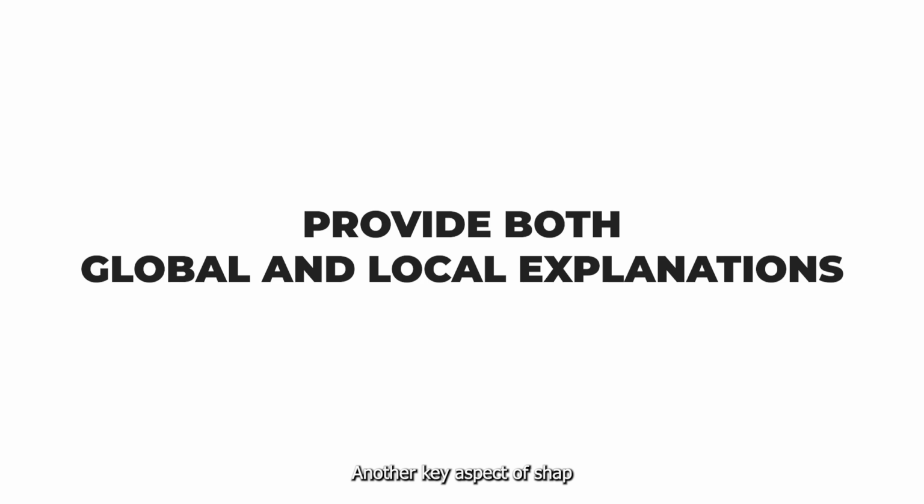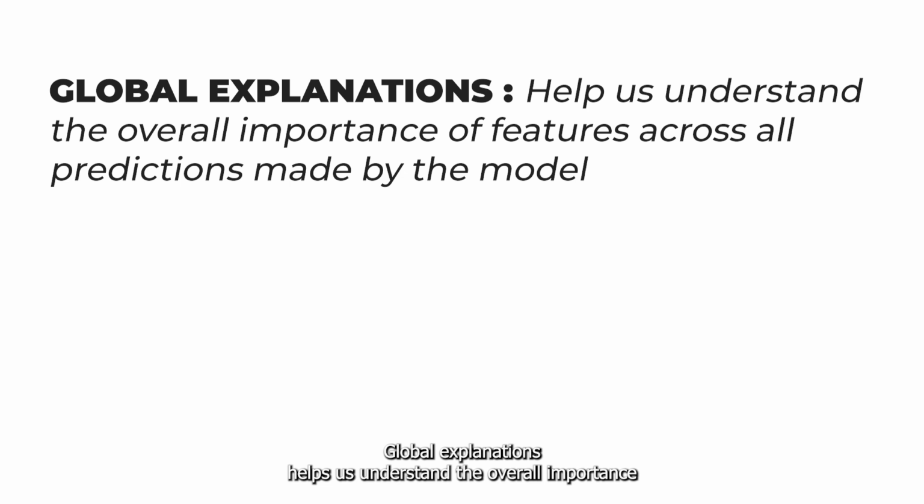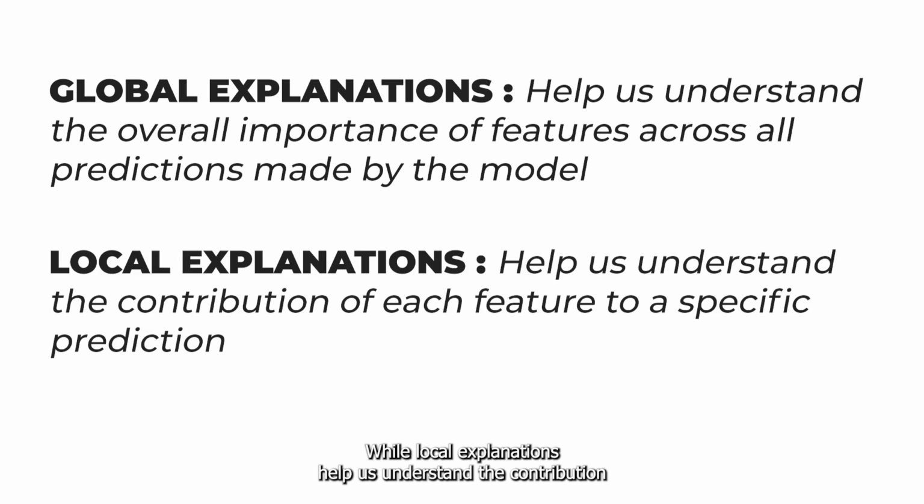Another key aspect of SHAP values is that they provide both global and local explanations. Global explanations help us understand the overall importance of features across all predictions made by the model, while local explanations help us understand the contribution of each feature to a specific prediction. This dual capability makes SHAP a versatile tool for model interpretability.